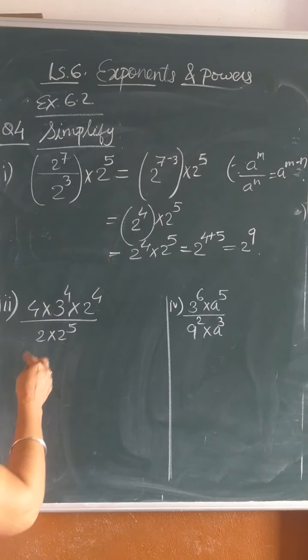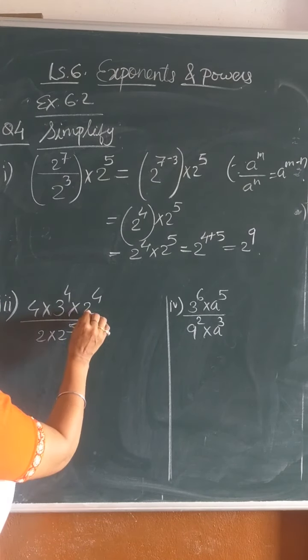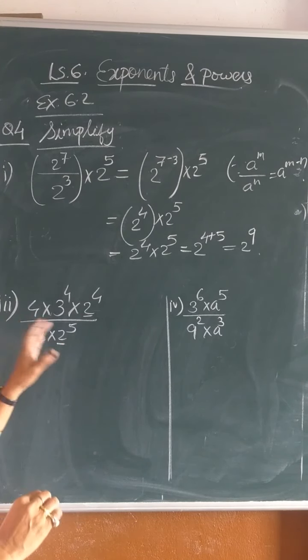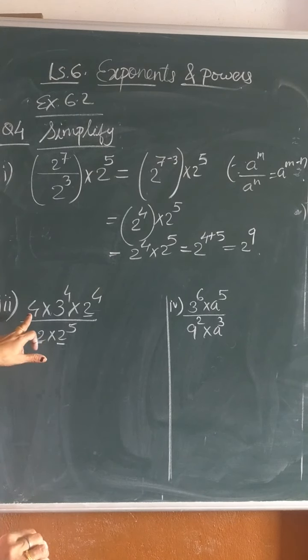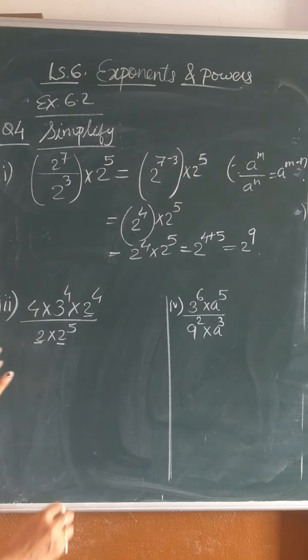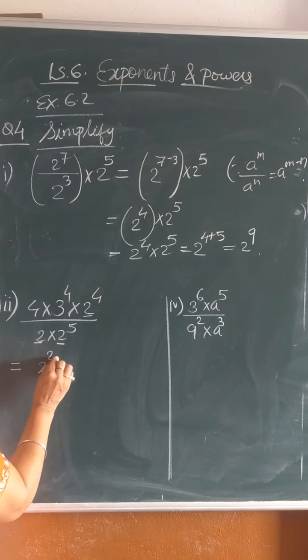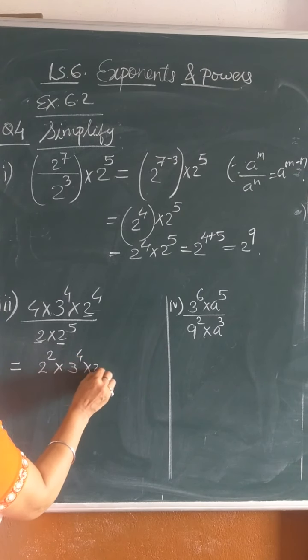Third one. 4 into, this is the question given there. Now let's check where the base is the same. You can see here 2 is there, here 2 and here also 2. So you can use the law. Now remember one more thing: this 4 can be written in exponential form by taking base as 2. You know the factors of 4 are 2 into 2, which means 2 square, into 3 to the power 4. Let me keep all this as it is first.